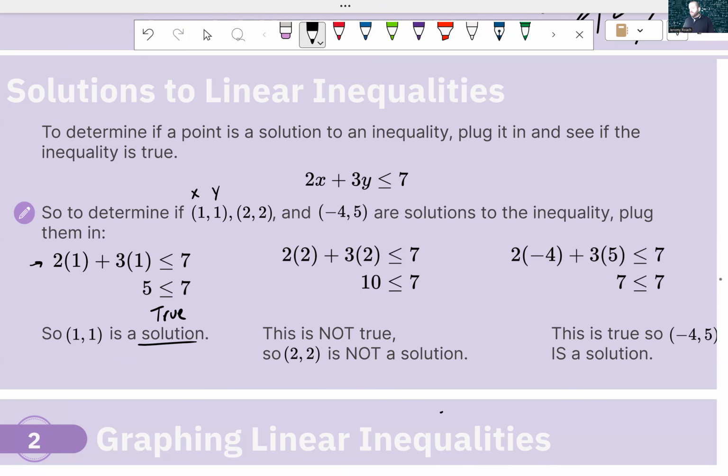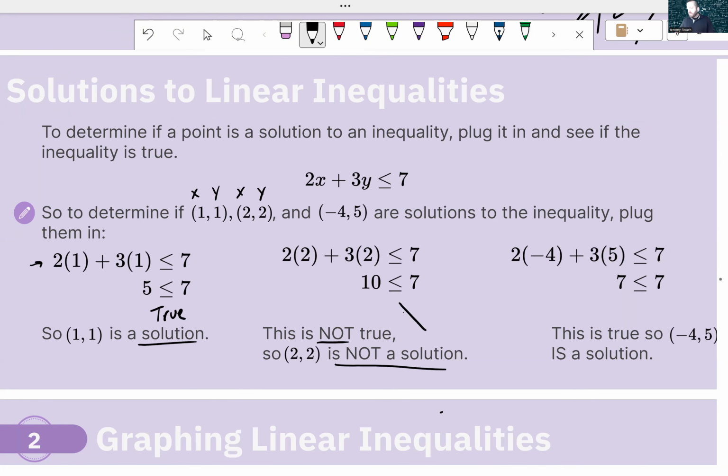And if we check the rest of these doing the same method, 2, 2, that's x, that's y. We're going to plug in 2 for x, 2 for y. We get 2 times 2 plus 3 times 2 is less than or equal to 7. And so now this is 4 plus 6 is 10. And this says 10 is less than or equal to 7. This is not true. So this is not a solution.